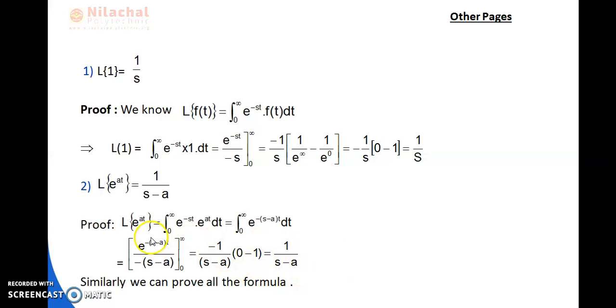Similarly, we can remember as a formula Laplace of e to the power at equals 1 by s minus a. And there are 7 formulas: Laplace of 1, Laplace of e to the power at, Laplace of t to the power n, Laplace of sin at, Laplace of cos at, Laplace of sin h at, Laplace of cos h at. All can be obtained through this definition. So similarly, you can prove all the formulas, but you have to remember them as formulas.